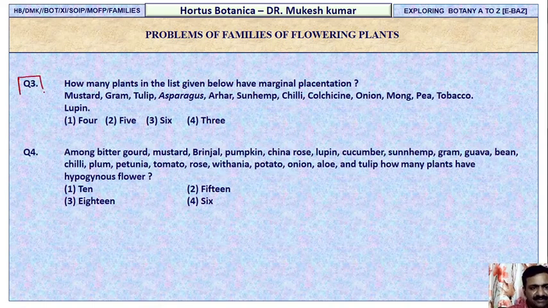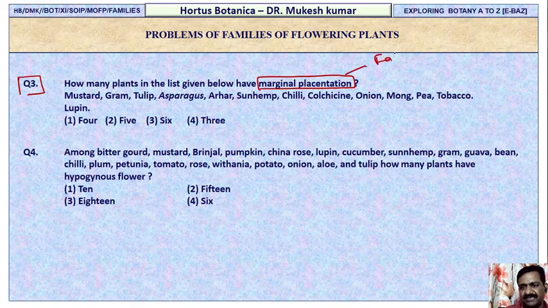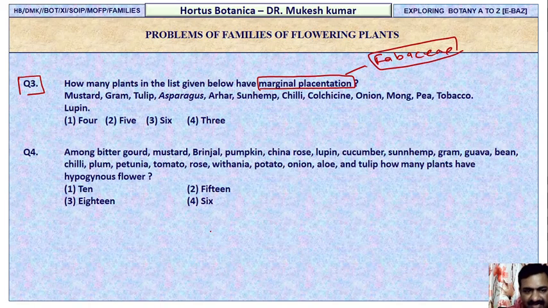Now the second question. How many plants are given in this one? You have to find out marginal placentation. So remember, which family shows marginal placentation? The Fabaceae family. So you have to find out how many of them are Fabaceae. Right, now see, we found the Fabaceae ones.